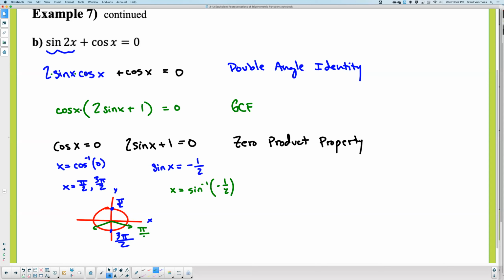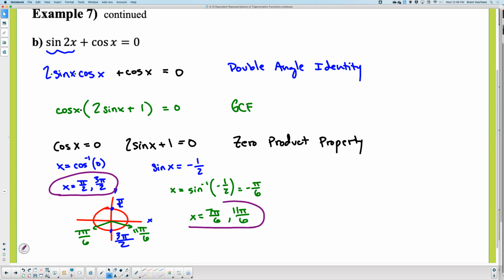One in the fourth quadrant, and wouldn't it be 7 pi over 6, and one in the third quadrant. What pi over 6s are those? 7 and 11. So our total answers here? 7 pi over 6 and 11 pi over 6. This problem would have 4 different answers. This would be a set of answers.